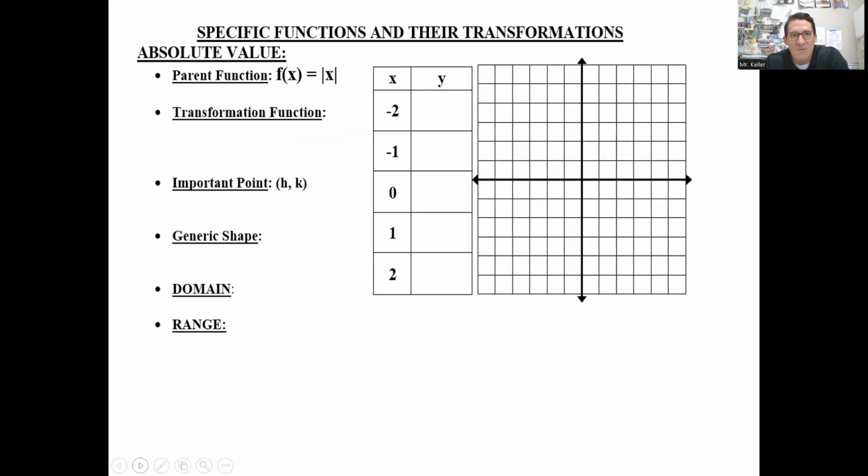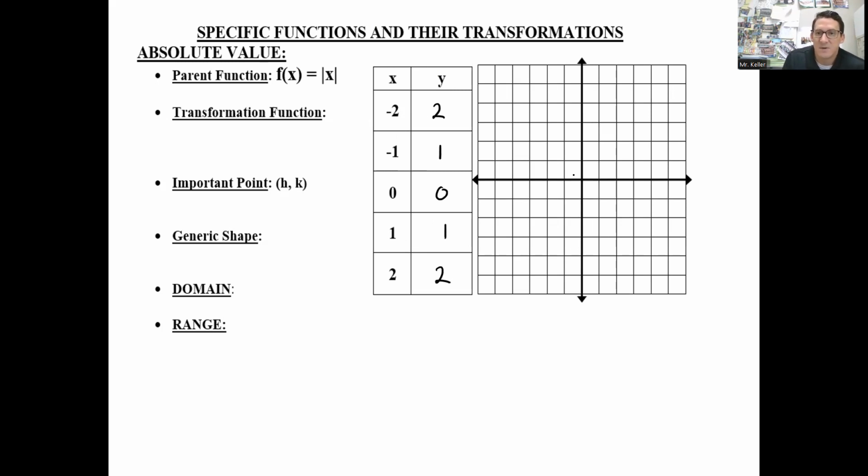So let's look at a graph of this. I'm going to go ahead and just graph this first, and we'll fill out all this stuff. When x is -2, if we do the absolute value of -2, we get a +2. Absolute value of -1 is +1. Absolute value of 0 is 0. Absolute value of 1 is 1. And then absolute value of 2 is 2. So we're just taking the absolute value of all the x values to get our y.